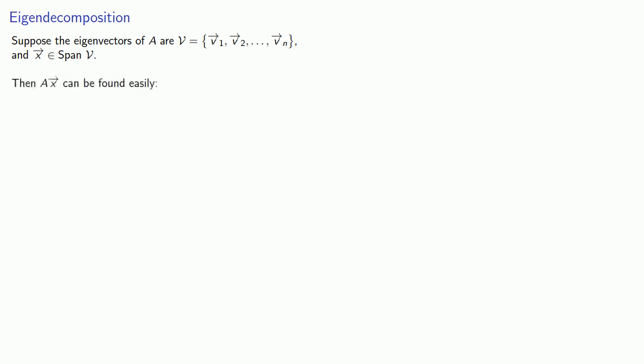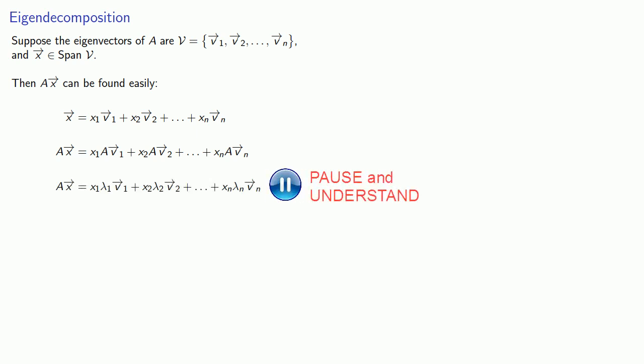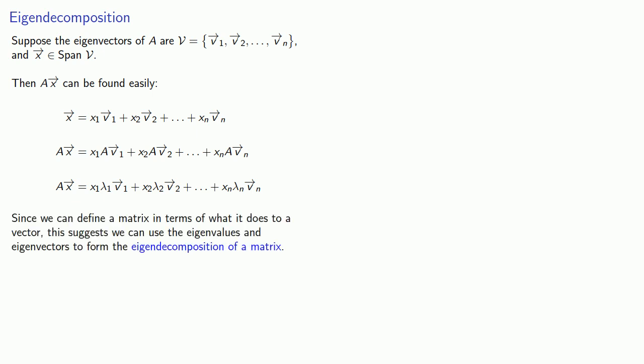And that's because we can write X as a linear combination of the eigenvectors, and when we apply A to X, then the distributive property of matrix multiplication, or the fact that A is a linear operator, allows us to find this by applying A to each of the eigenvectors, and we know exactly what A applied to an eigenvector does. And so that gives us AX as a linear combination of the eigenvectors. And since we can define a matrix in terms of what it does to a vector by a linear transformation, this suggests we can use the eigenvalues and the eigenvectors to form the eigendecomposition of a matrix.